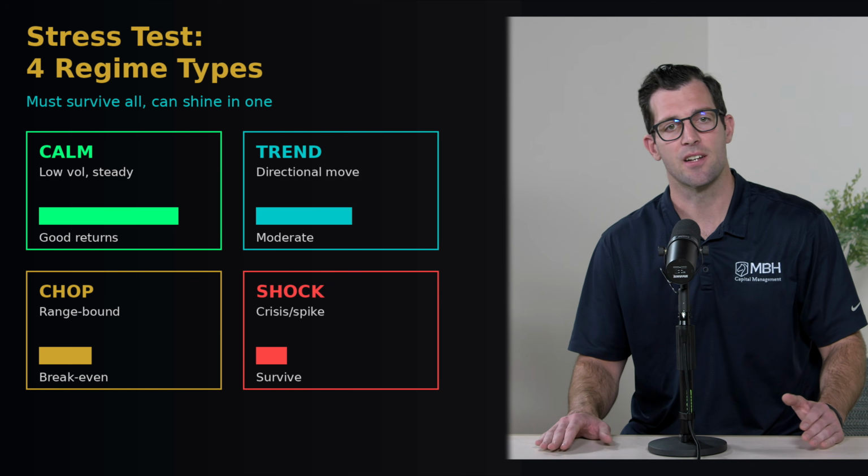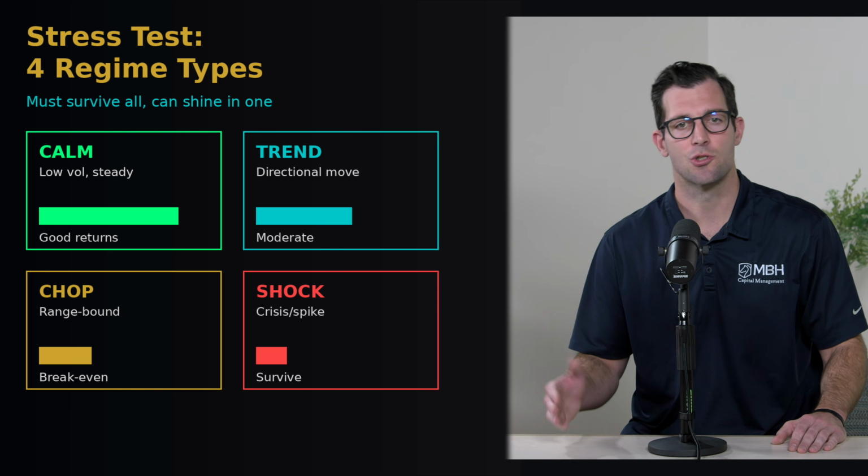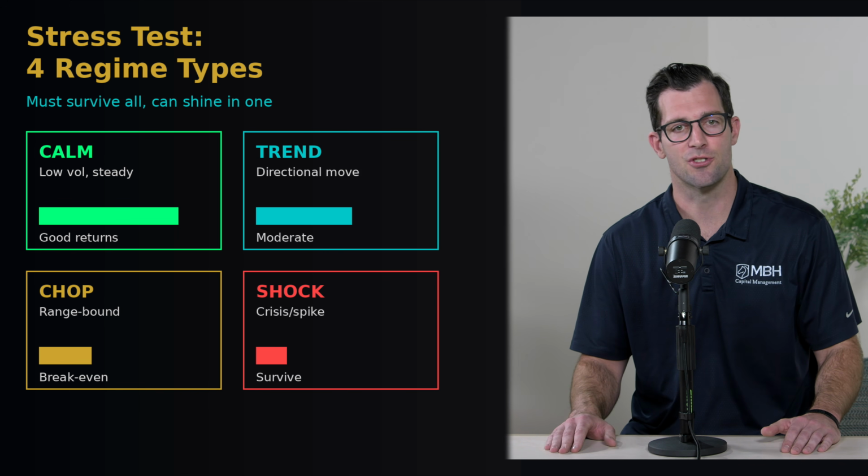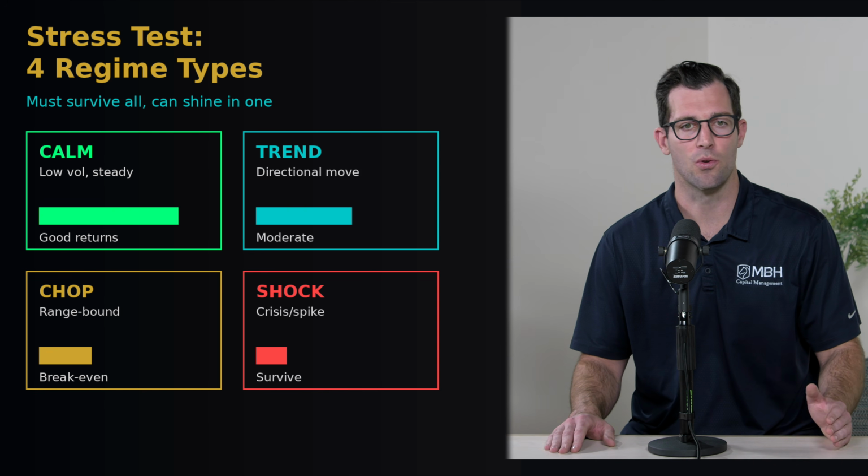You need to run your backtest through different regimes: calm markets, trending markets, chop markets, and shock scenarios. A good system should survive all 4, even if it shines only in one.